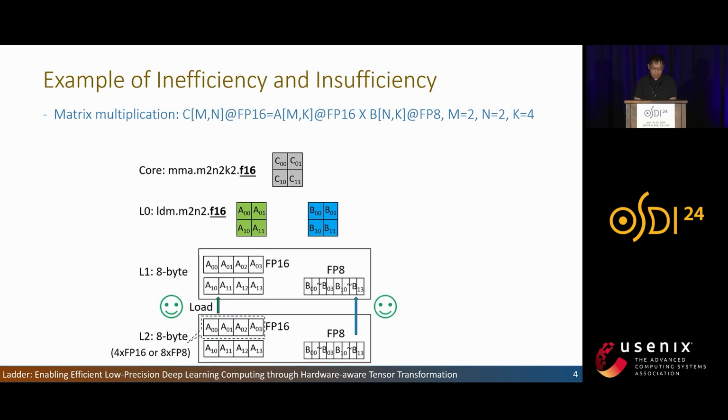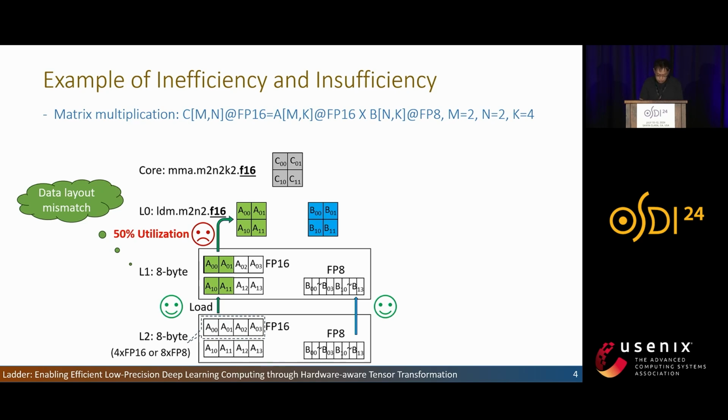Loading the FP16 matrix A and the FP8 matrix B from L2 to L1 is good because it satisfies the 8-byte transaction. However, when loading from L1 to L0 with a load matrix instruction, the required data layout does not align with the memory transaction of L1, resulting in only 50% utilization.